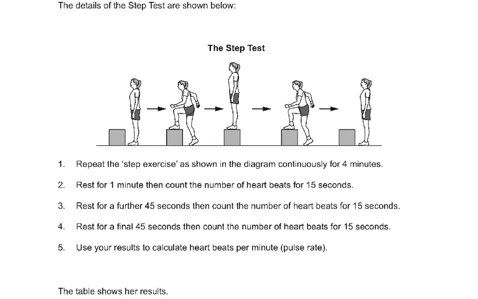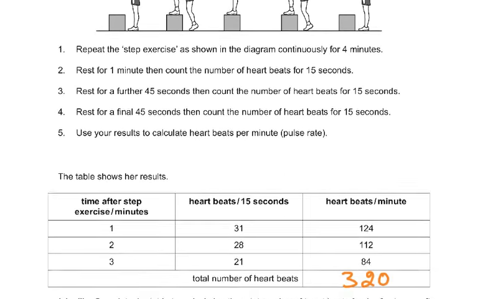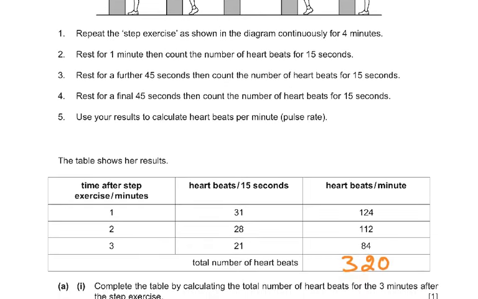So, repeat the step exercise as shown in the diagram continuously for 4 minutes. I often talk about this step test as well. Rest for 1 minute, then count the number of heartbeats for 15 seconds. Rest for a further 45 seconds, then count the number for 15 seconds. Rest for a final 45 seconds, and then count the number. Use your results to calculate the heartbeats per minute.